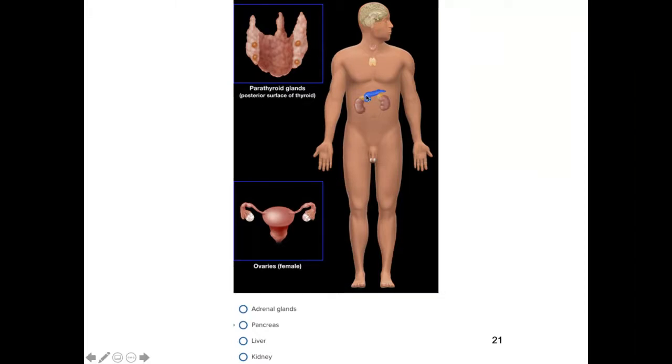The pancreas is actually a mixed gland because it has endocrine and exocrine function. Endocrine function because it produces insulin and glucagon, which regulate blood sugar, but it also produces digestive enzymes to help break down proteins, carbohydrates, and fat. So that's exocrine function.